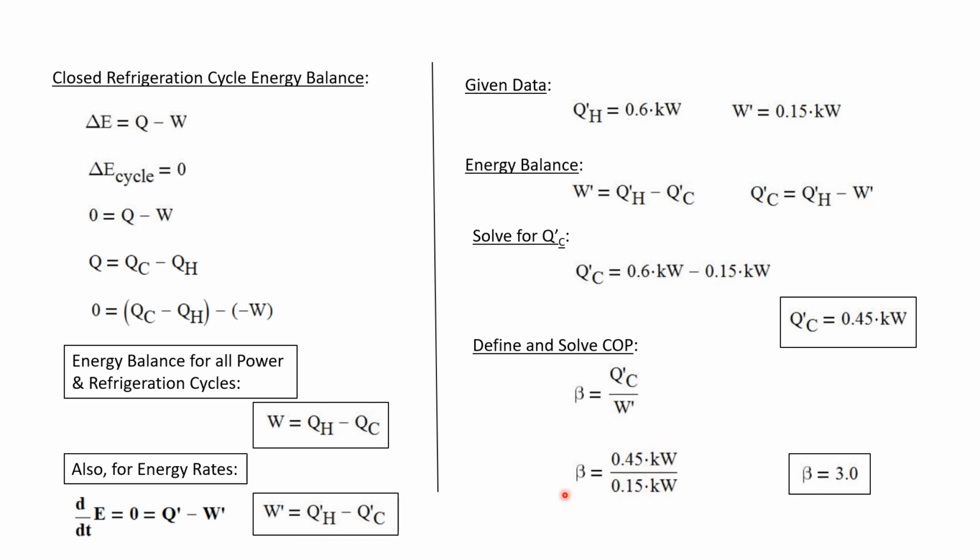So we can say that beta, the coefficient of performance, is equal to Q dot C, which is calculated to be 0.45 kilowatts, divided by the power input to the refrigerator, which is 0.15 kilowatts, and we have a coefficient of performance, beta equals 3.0. And what that means is for every unit of energy we put into the refrigerator, we get 3 units of energy transferred from the cold space.